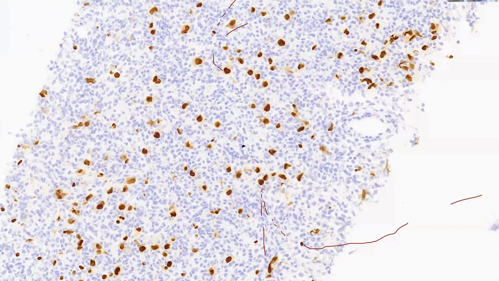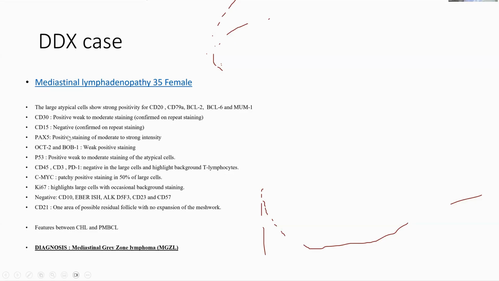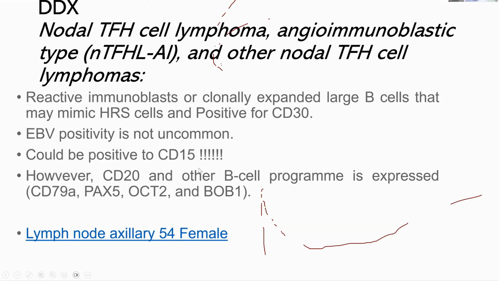So yeah, we ended up having a full panel with features between classic Hodgkin lymphoma and primary mediastinal B-cell lymphoma. CD45 also was negative in these larger cells. So we ended up calling it a mediastinal gray zone lymphoma.